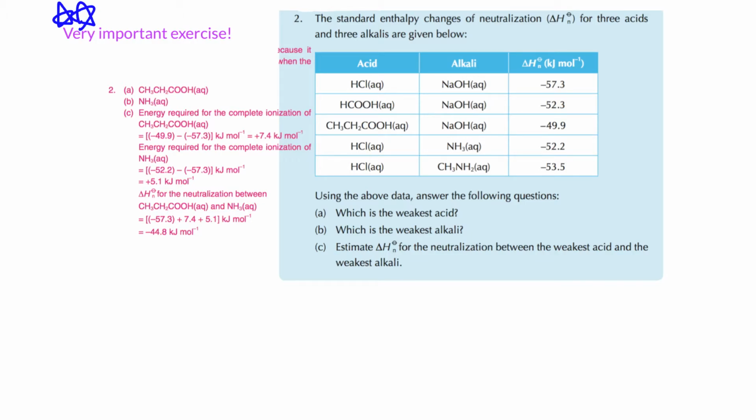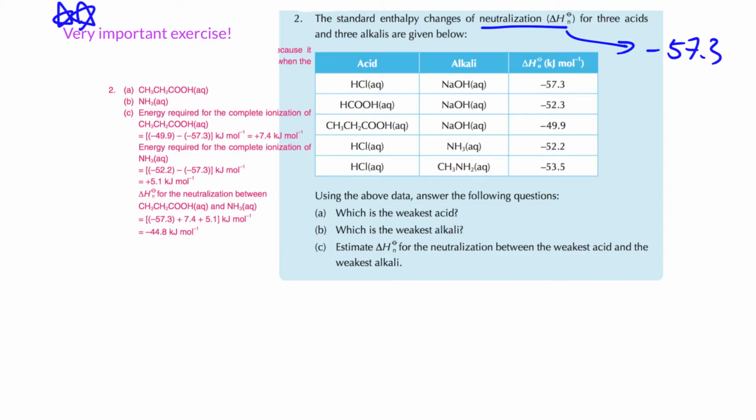So, standard enthalpy change of neutralization, we know that in general it will be negative 57.3, maybe 57.3 or 57.2 or whatever it is. But whenever we have a weak acid or weak alkaline, we'll find that it will be less negative. So have a look at the first question. Using the above data, answer the following question: which is the weakest acid?